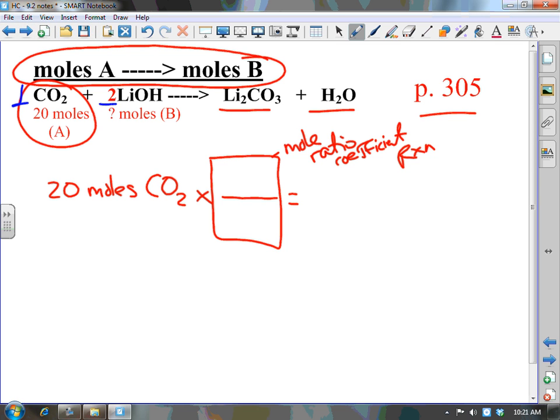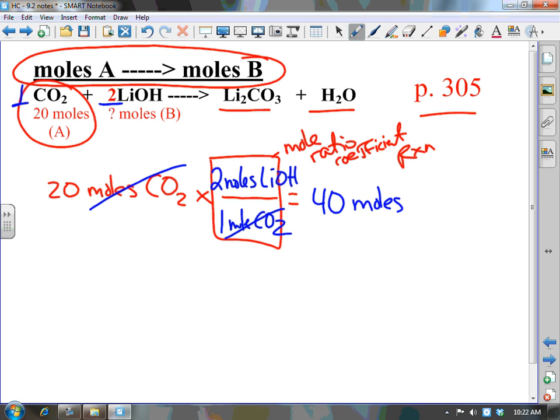Well, the coefficients are 1 to 2 or 2 to 1. So for every 2 moles of LiOH, we have 1 mole of CO2. Moles of CO2 cancel out, just like we've done with conversion factors before, and it's 20 times 2. So if we want 20 moles of carbon dioxide to react, we're going to need to supply 40 moles of LiOH. And again, that makes sense here. The reaction says if this is going to work, they've got to be in a 1 to 2 ratio. Okay? So that's what we're trying to do there.